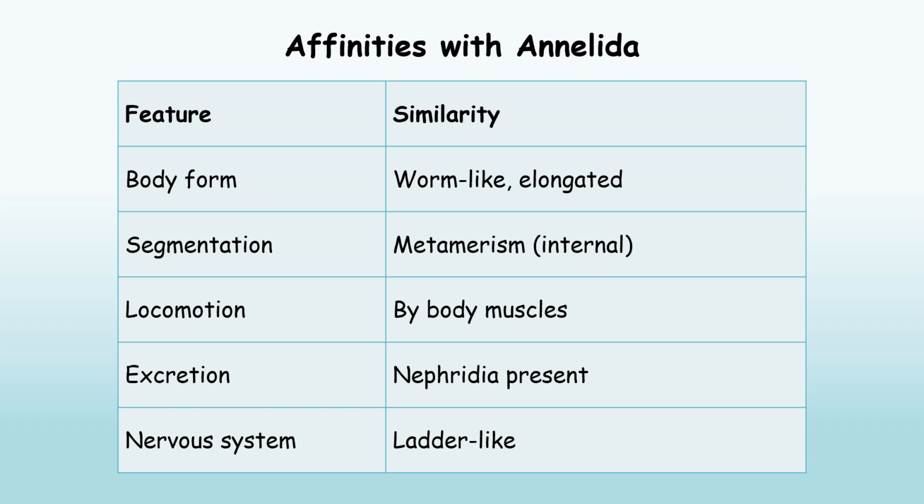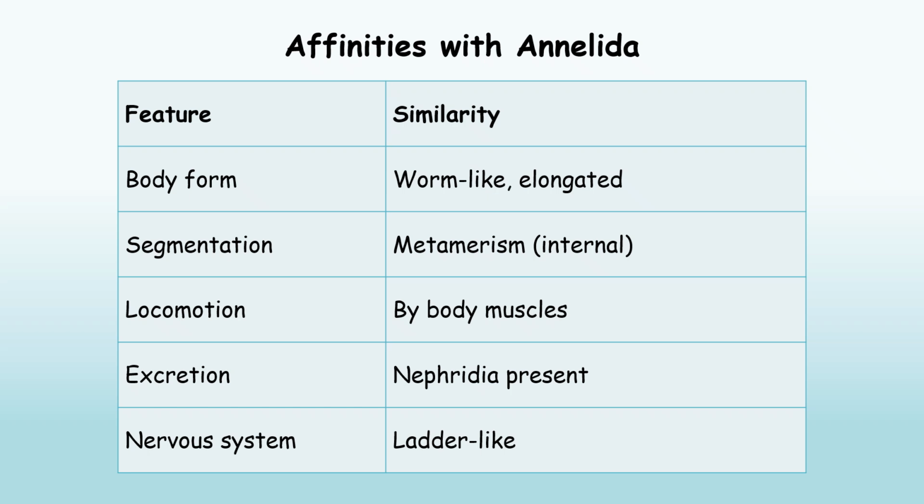And coming to segmentation, in both Annelida and Peripatus, they exhibit metamerism. Though in Peripatus it is seen internally, it is present, right? And coming to locomotion, both Annelida and Peripatus have very well developed muscle layers, both circular and longitudinal. So they mostly move with the help of the body muscles.